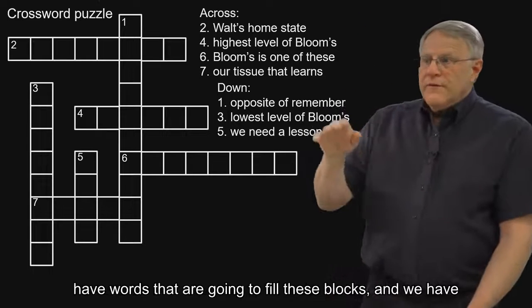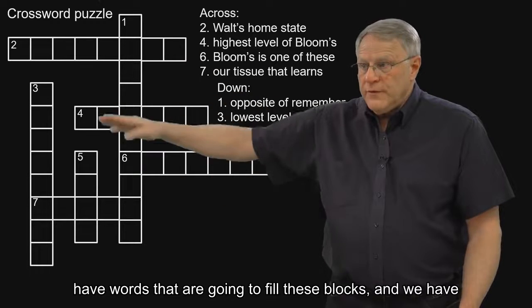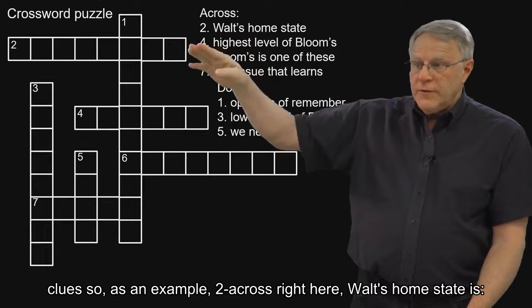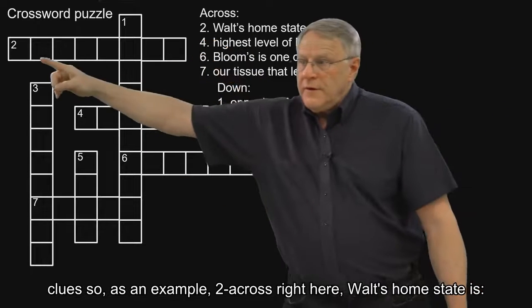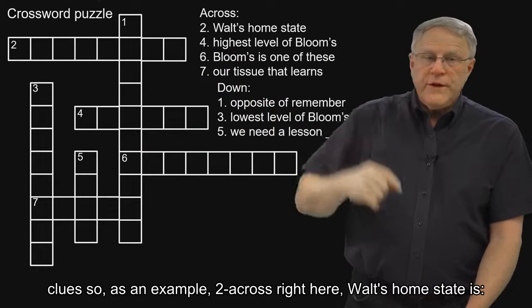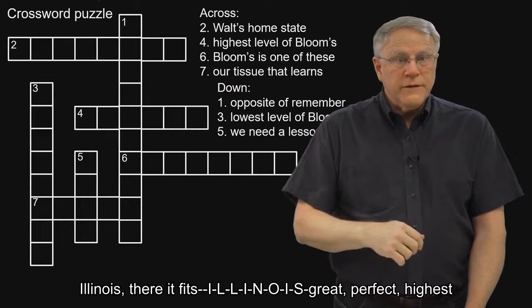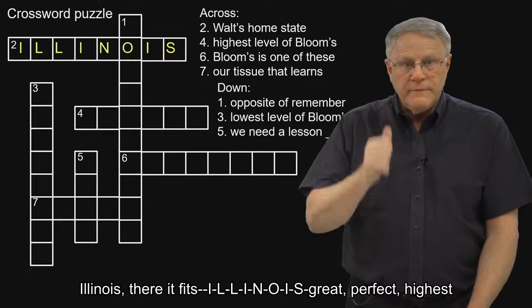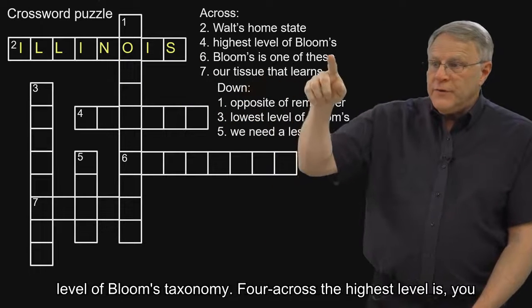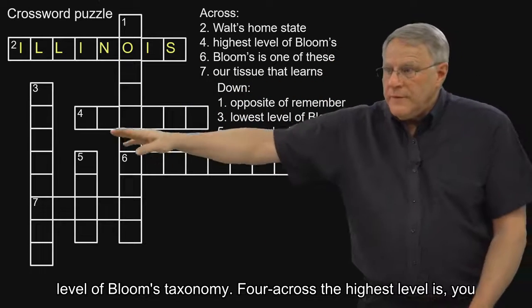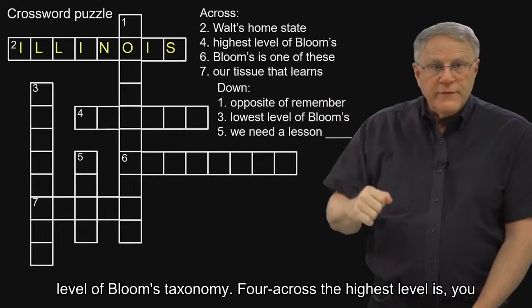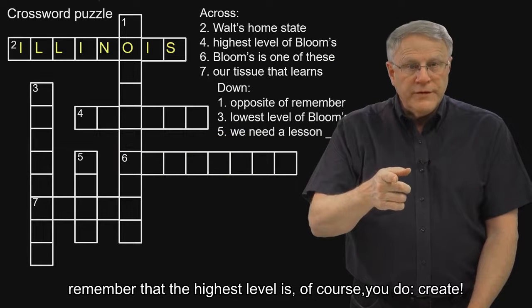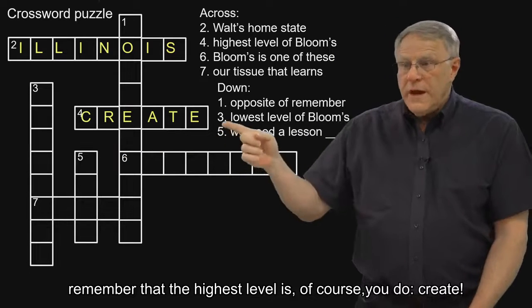So we have words that are going to fill these blocks, and we have clues. So as an example, two across right here. Walt's home state is Illinois. There it fits. I-L-L-I-N-O-I-S. Great. Perfect. Highest level of Bloom's taxonomy. Four across. The highest level is? You remember what the highest level is? Of course you do. Create.